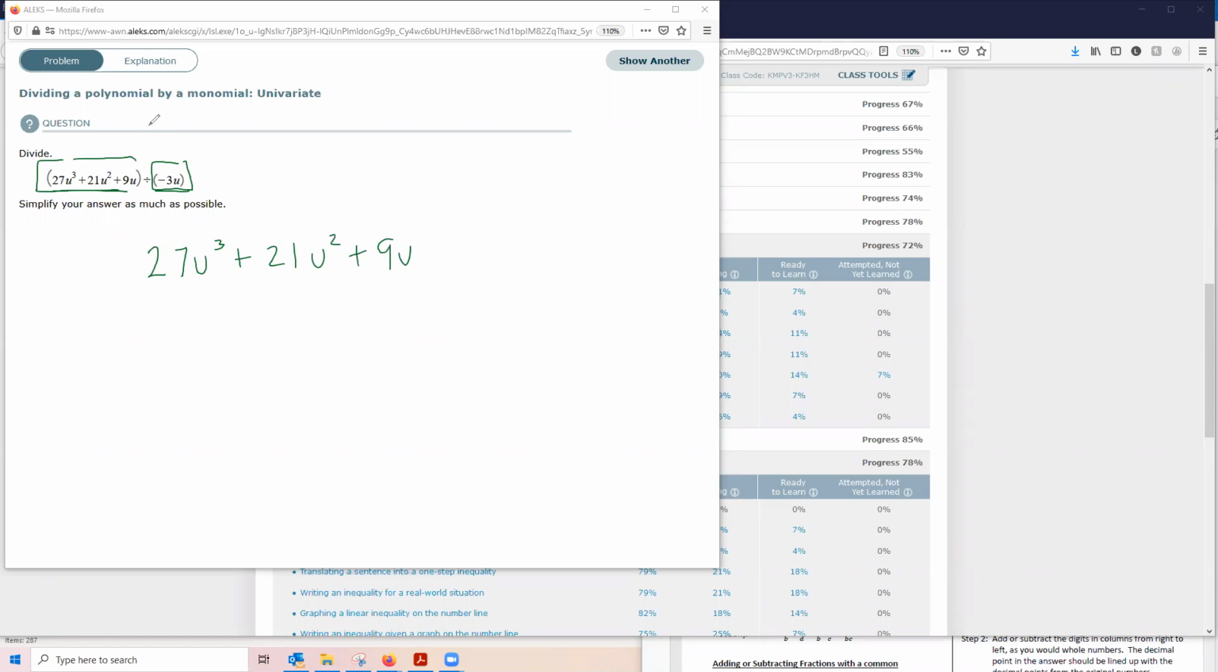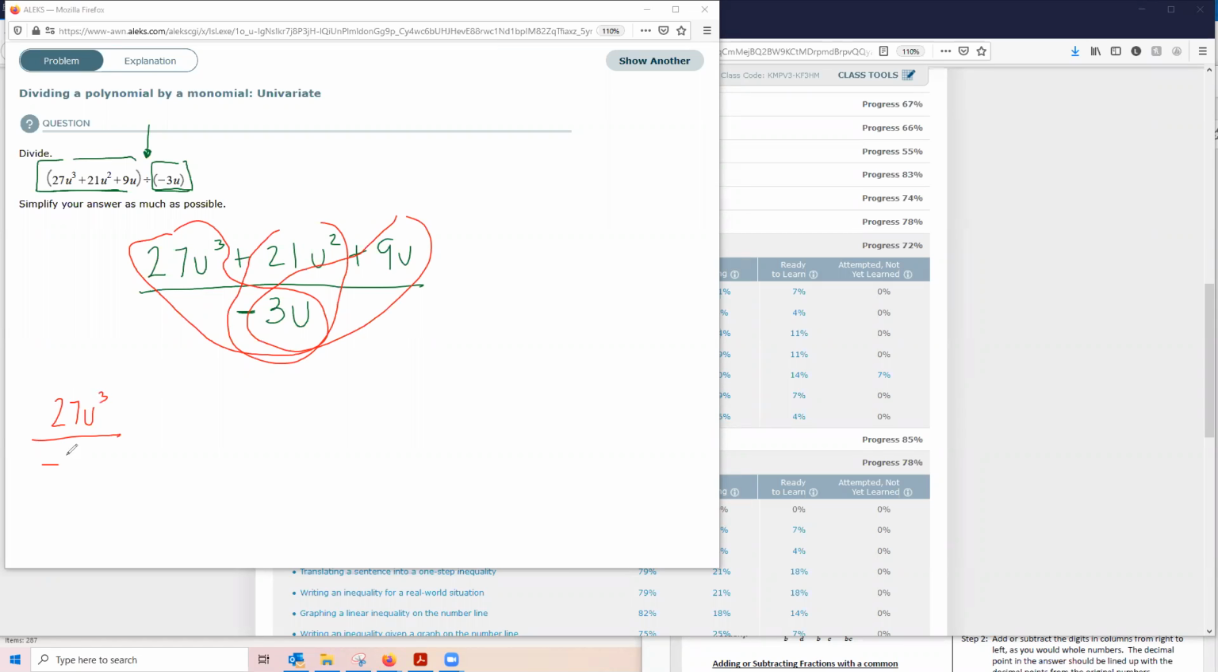So instead of using the division divided by -3u, I could put the -3u on the bottom like this. All right, well, there's a way to break this up into 3 separate fractions. The way I can do this is take each part of the top and put it separately over the bottom fraction. So I could take 27u to the 3, put that over the denominator, then separately put 21u to the 2 over the denominator, and 9u over -3u in the denominator.